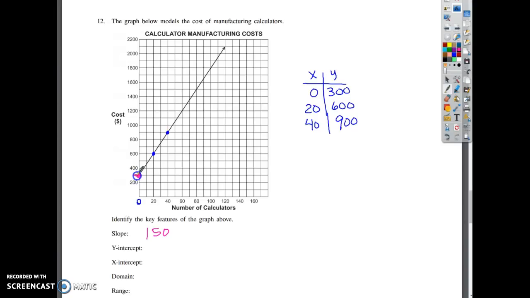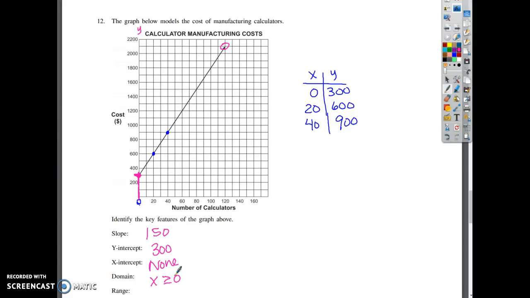Right here. What's the y-intercept? 300 because this is your y-axis. What is the x-intercept? None. There's none. It never crosses the x-axis. None. The domain, from what number to what number does it go? From 0 to infinity. So x greater than or equal to 0.